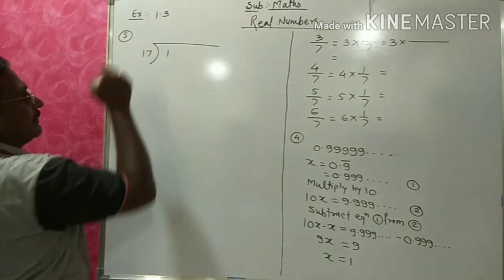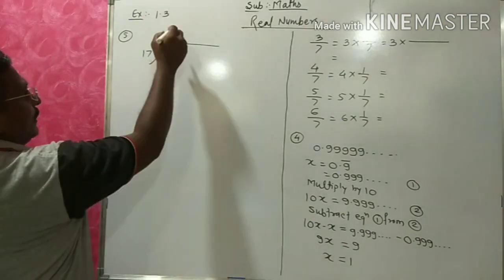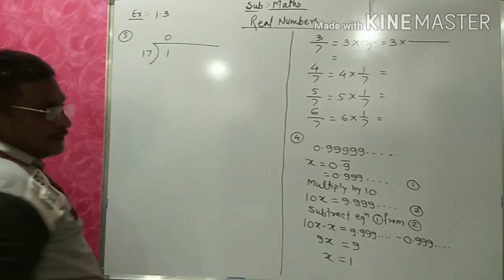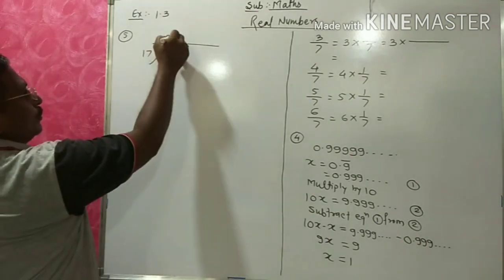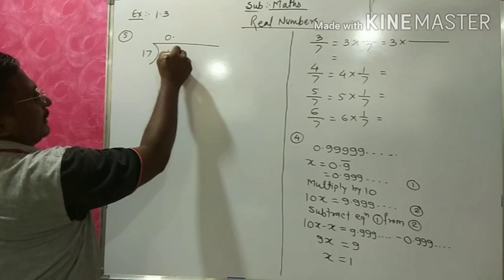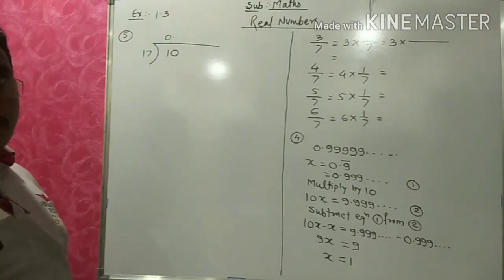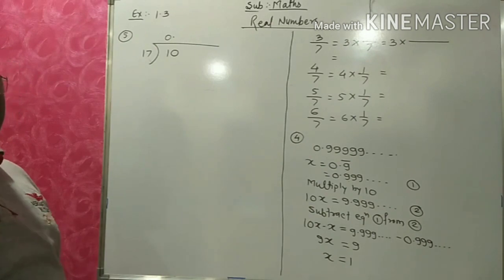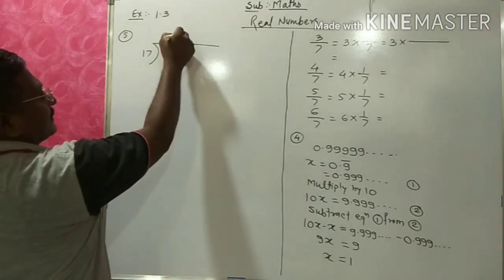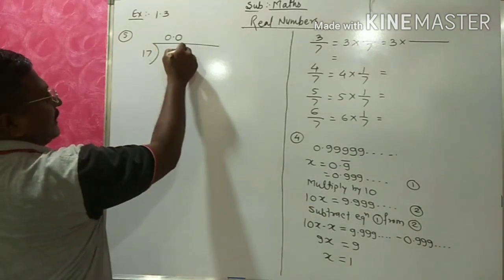So we have to do the division, 1 by 17. Here 1 is not divisible by 17, so we put a point. Now we take 0. Is it divisible? No, it is not divisible. So again we take 0 here, and again 1, 0, 0.